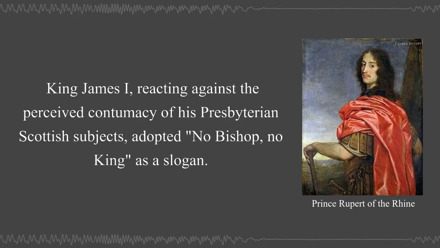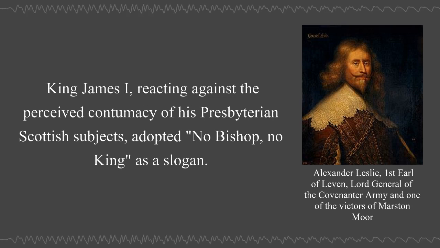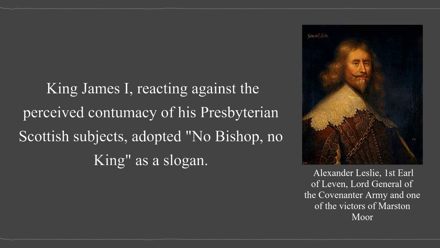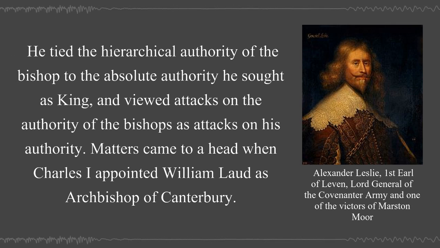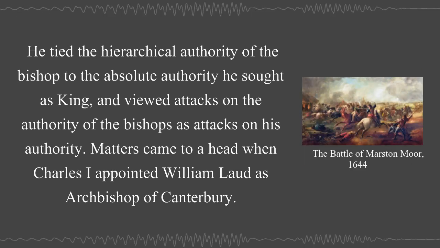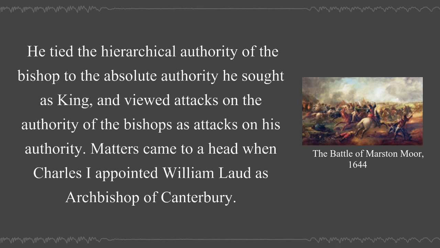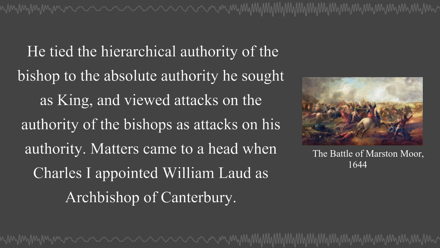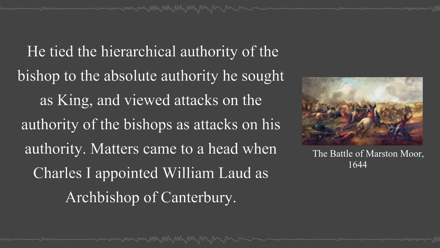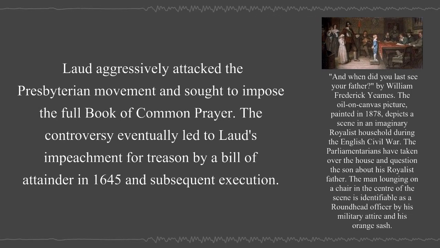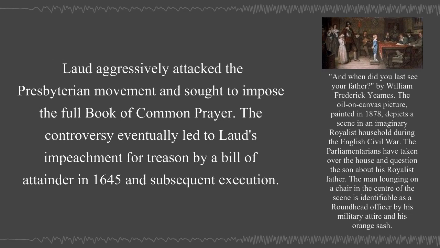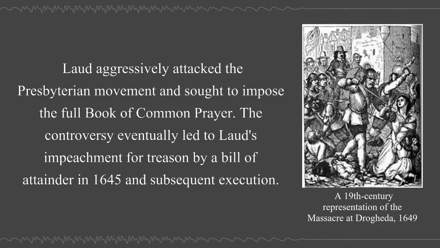King James I, reacting against the perceived contumacy of his Presbyterian Scottish subjects, adopted "no bishop, no king" as a slogan. He tied the hierarchical authority of the bishop to the absolute authority he sought as king, and viewed attacks on the authority of the bishops as attacks on his authority. Matters came to a head when Charles I appointed William Laud as Archbishop of Canterbury. Laud aggressively attacked the Presbyterian movement and sought to impose the full Book of Common Prayer. The controversy eventually led to Laud's impeachment for treason by a Bill of Attainder in 1645 and subsequent execution.